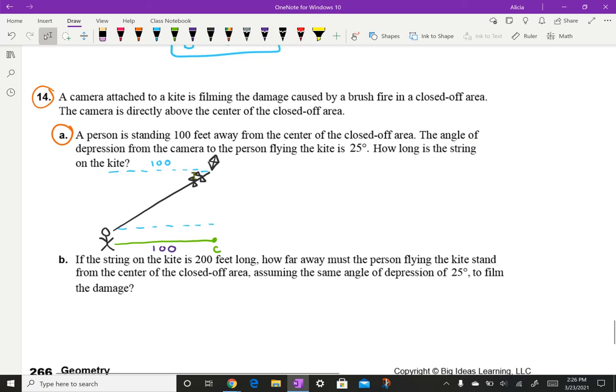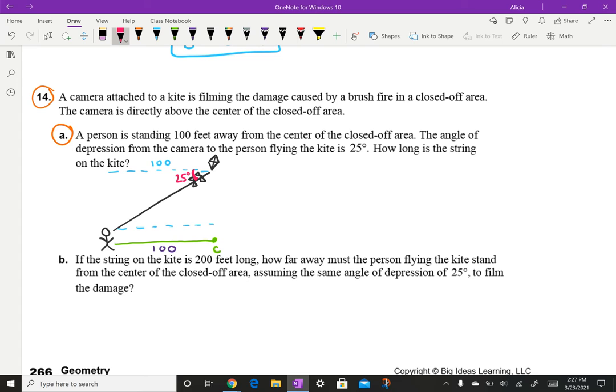It says the angle of depression from the camera to the person flying the kite is 25 degrees. So the angle of depression is coming from the camera on the kite, not from the person. The person's not looking down, the person is looking up. But imagine the camera, if the camera was looking down at the person, it would create this downward line of sight with some horizontal line, right? Some straight horizontal line that we can create from the kite. This right here is your angle of depression. So let me draw that in right here. It's right here. This angle is your angle of depression, which is 25 degrees.